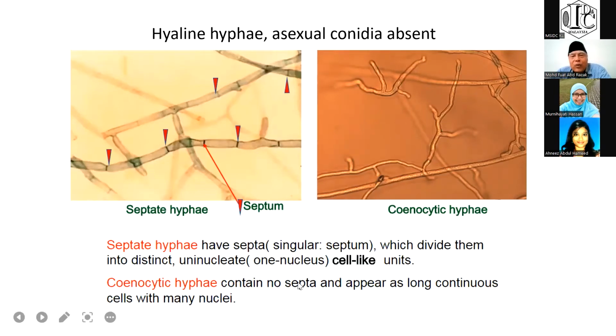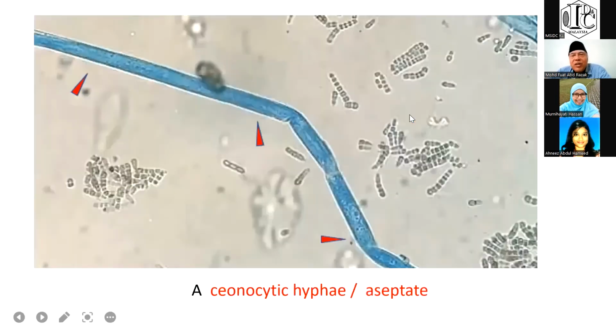But I would prefer to use coenocytic rather than aseptate, because aseptate means no septum at all. But actually this coenocytic hypha has few septa. But if you look here under this one field view of the microscope, you don't even see any single septum. Okay, so coenocytic hyphae. This observation is very important. This is how coenocytic hyphae look. So there is no septum here actually.